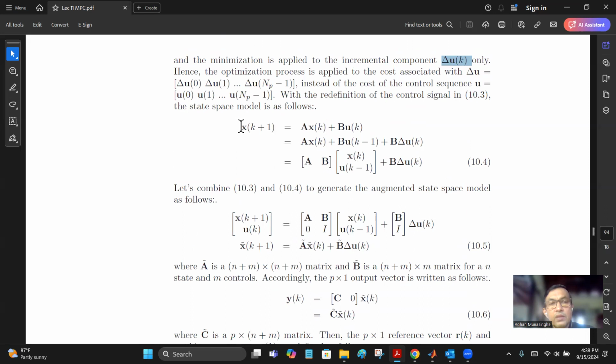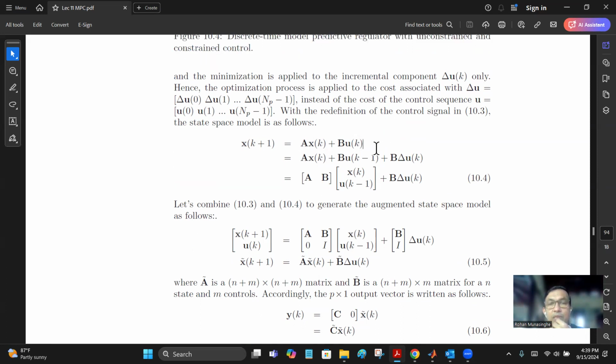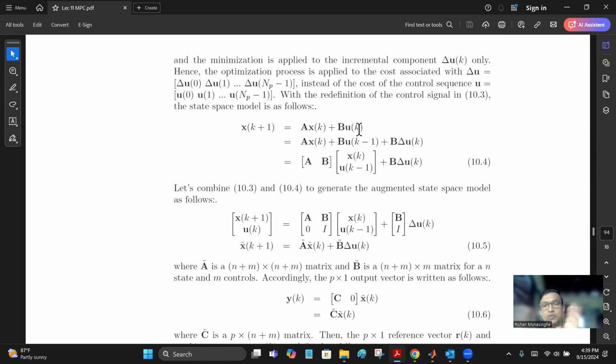So now we write down the state equation x_{k+1} = A x_k + B u_k in this format, because u_k is now separated into elements. One is u_{k-1}, the other one is delta u. So you split the control signal into two.